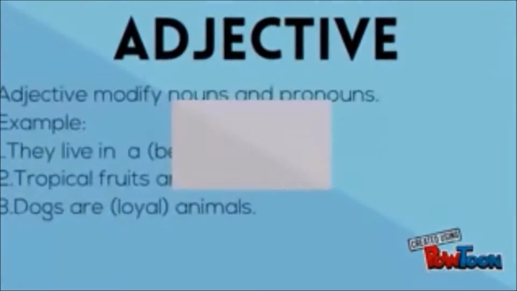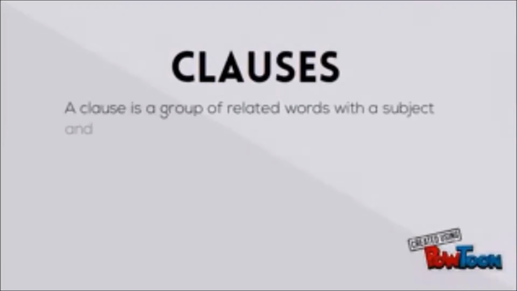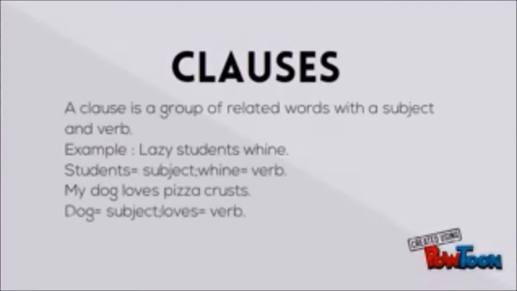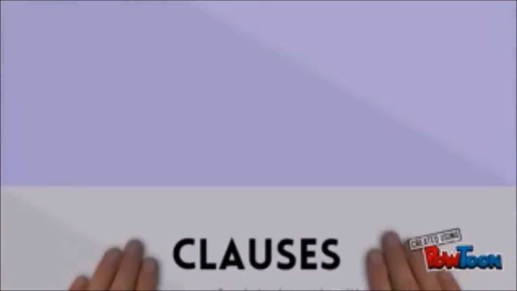Next is the clauses, which relate the subject to the verb. For example, the lazy students whine. So the students is the subject and whine is the verb. The same goes for my dog loves pizza, because dog is the subject and loves is the verb.